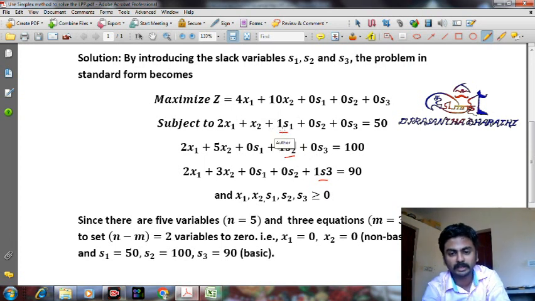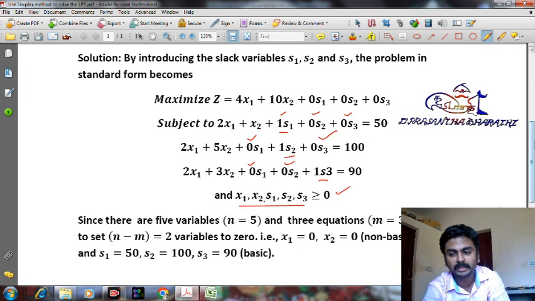After that, since there are three constraints, when we are using s1, we have to put 0 for the coefficients of s2 as well as for the coefficient of s3. And when we are using s2 in the second constraint, we have to use 0 for s1 and s3, and since here we are using s3, we have to put 0 as the coefficient of s1 and s2 in the third constraint.